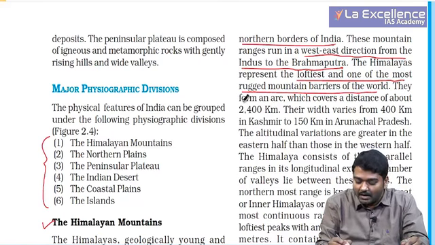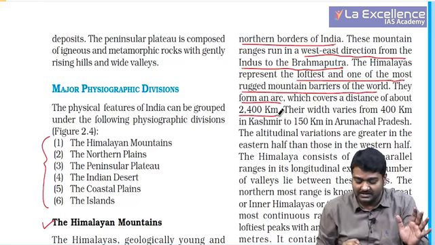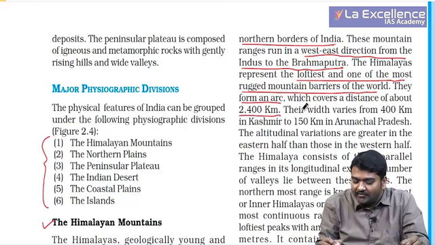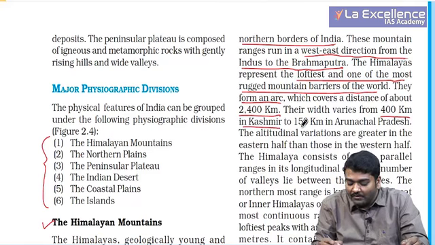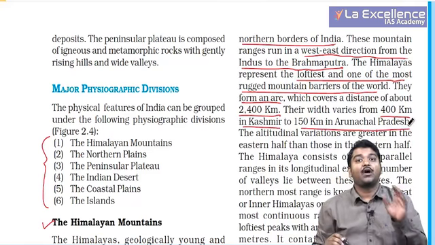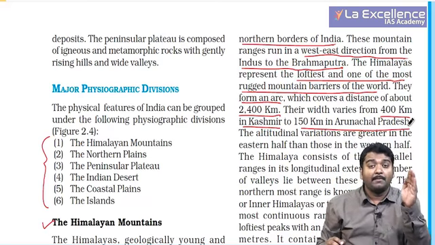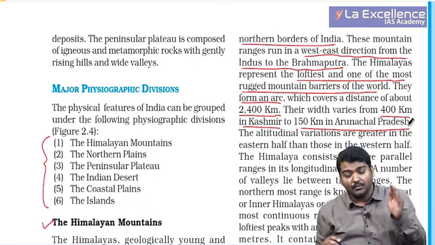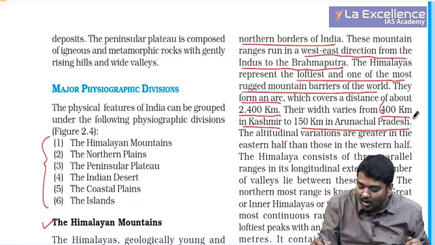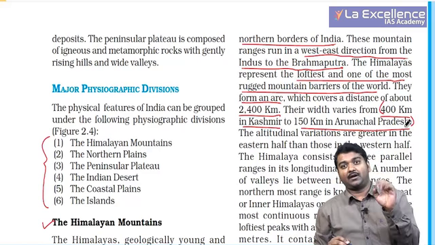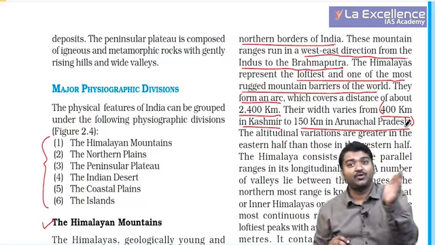And they are in the form of an arc and cover a distance of 2400 km. Not very much required, but still read. You can see their width varies from 400 km in Kashmir to 150 km in Arunachal Pradesh. What is the reason? I told you sedimentary deposits were present more on the western side because you have the Indus, Sutlej, Ganga, Yamuna, all these rivers, whereas on the eastern side the deposits are less, so the width is also less. Most important factor, UPSC may give you that the width of the Himalayas decreases from west to east.